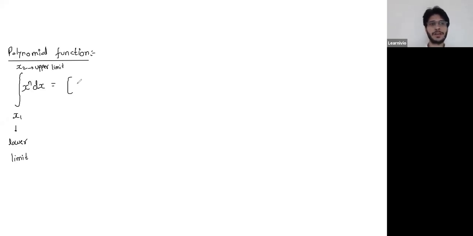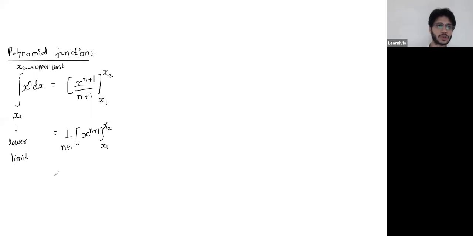The formula of integration is x to the power n plus 1 divided by n plus 1. The limit is from x1 to x2. That's the formula of integration. If you're integrating x to the power n dx, then this is x to the power n plus 1 over n plus 1. Then take this n plus 1 outside the integral. So this is x to the power n plus 1 from x1 to x2.